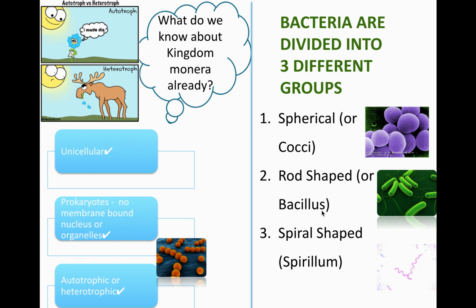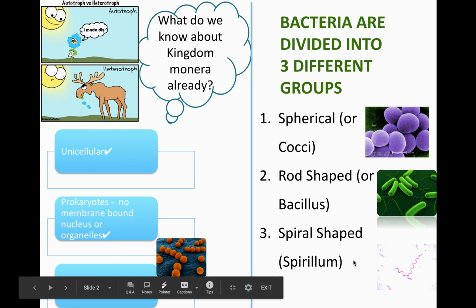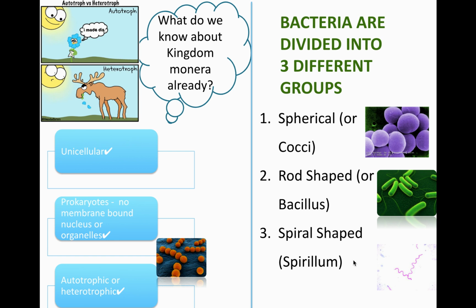Bacillus typhoid, in other words known as TB, was a very harmful disease that affected people's lungs. And then again, that was a rod-shaped bacteria. And spiral-shaped bacteria would have included things like Campylobacter, which is an organism that causes food poisoning.